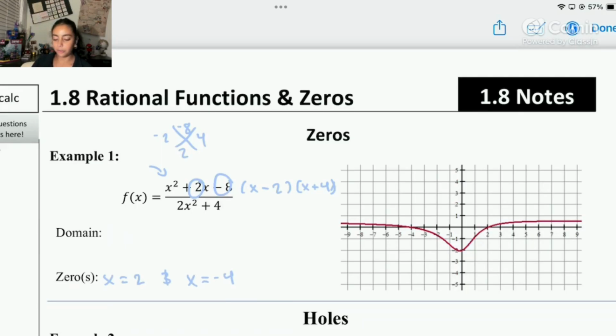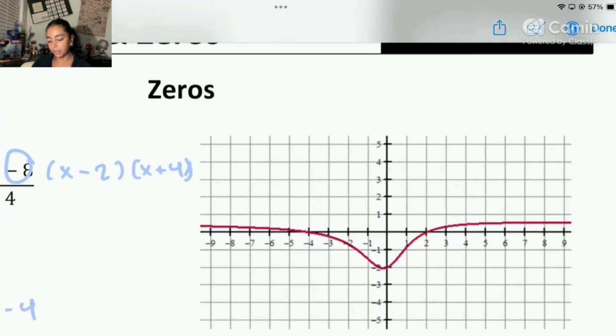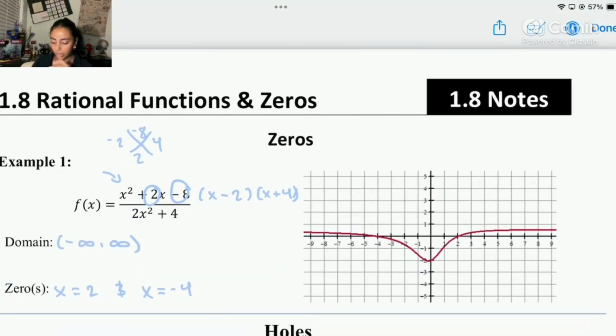And this doesn't really affect the domain because it's not going to make the function undefined, since it's just the numerator making it equal to 0. So it's just going to be -infinity to infinity. And we can also see that in this graph right here. There's no point where the function doesn't exist, but you can see that at x equals 2 and x equals -4, the y value is 0.